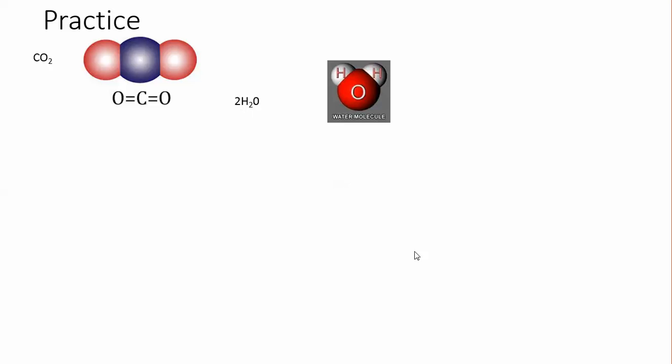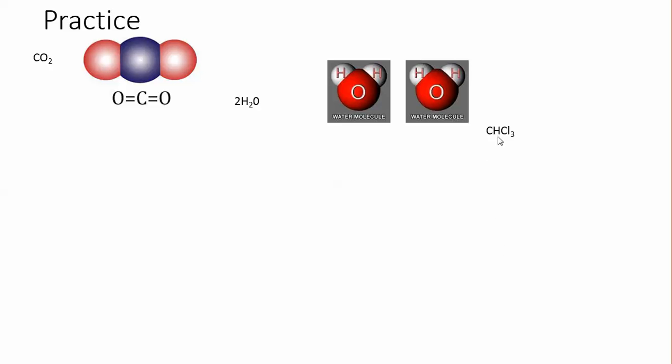However, that coefficient tells me I have two of them. So if I look at this, I have a total of 4 hydrogen and 2 oxygens, and we can tell that from the chemical formula too. Here's another formula. Take a look.